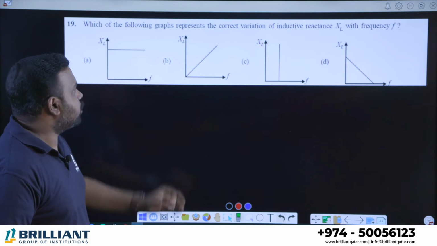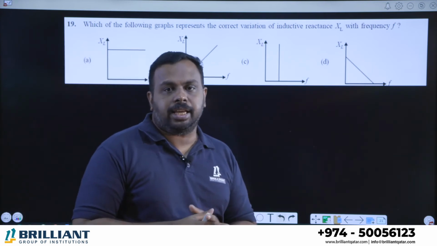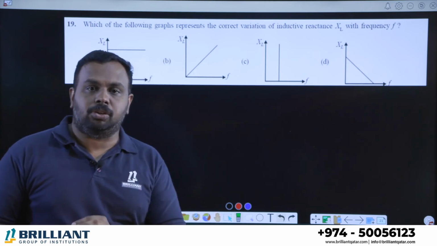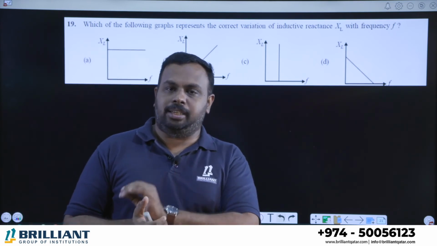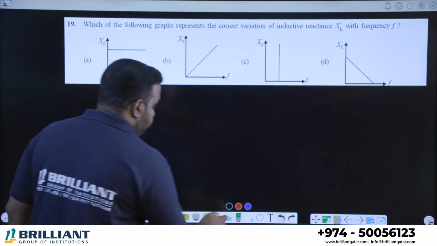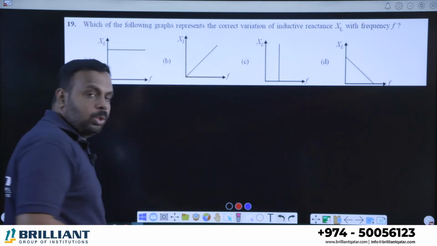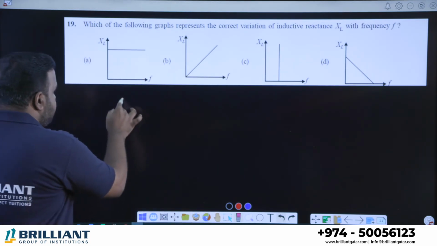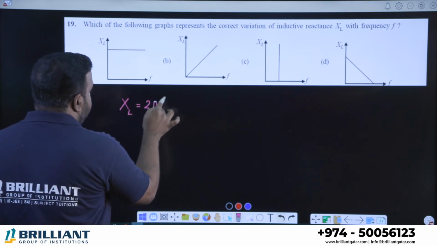Which of the following graphs represents the correct variation of inductive reactance with frequency? Question from the chapter alternating current, right? Tell me, what is meant by inductive reactance? The resistance offered by an inductor is called inductive reactance. And what is the equation for inductive reactance? It is denoted by XL. XL is equal to 2 pi f.